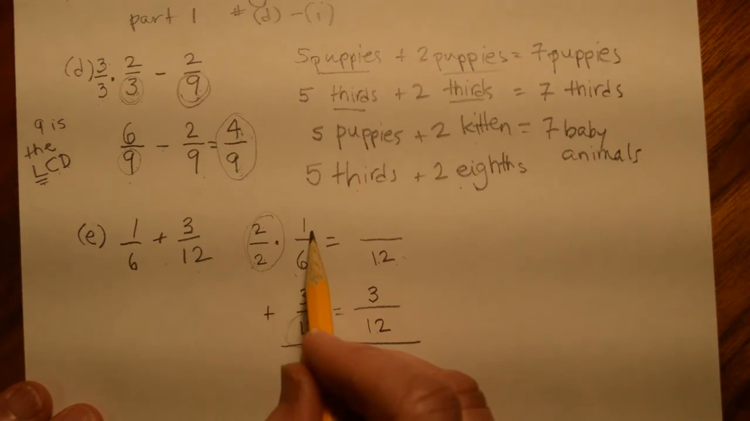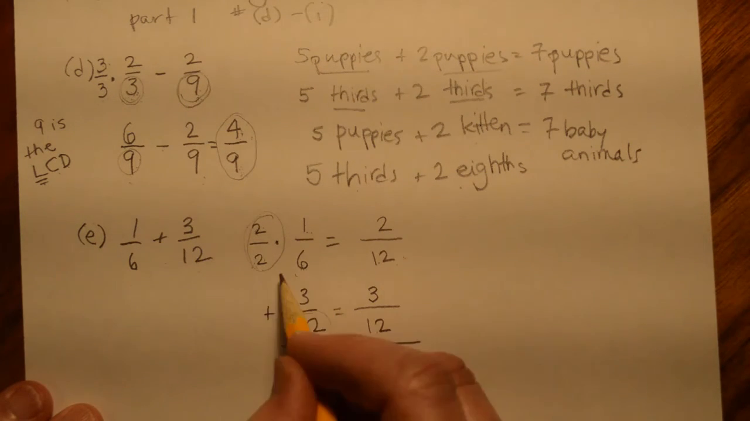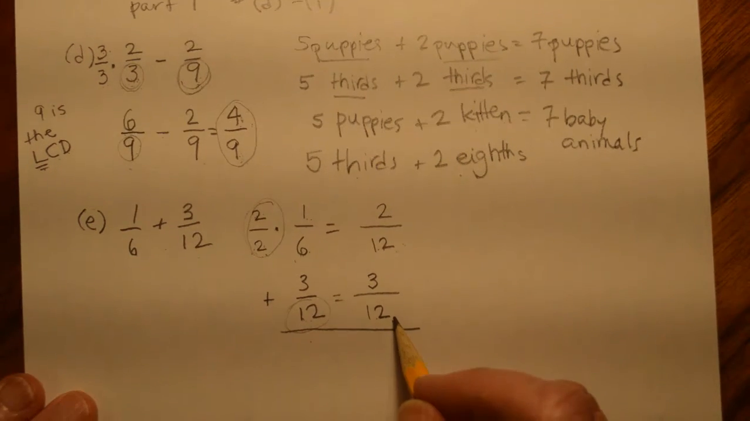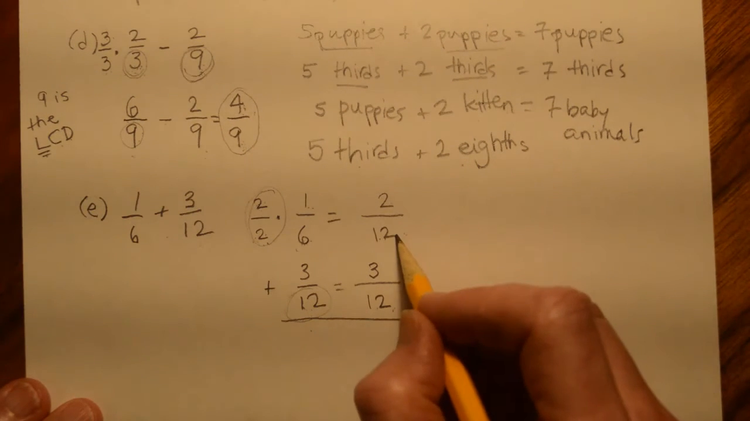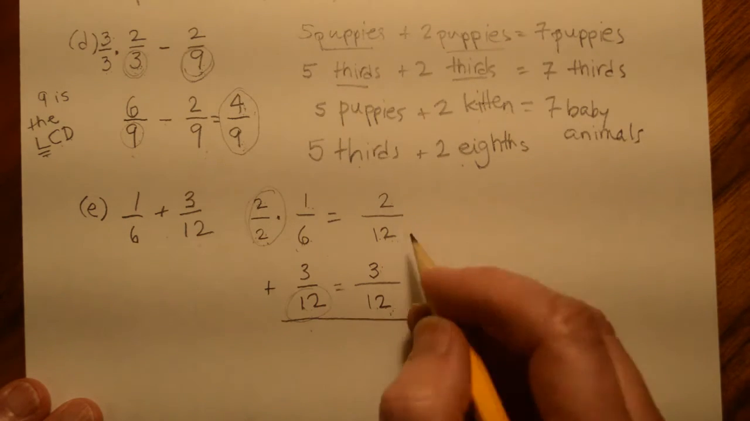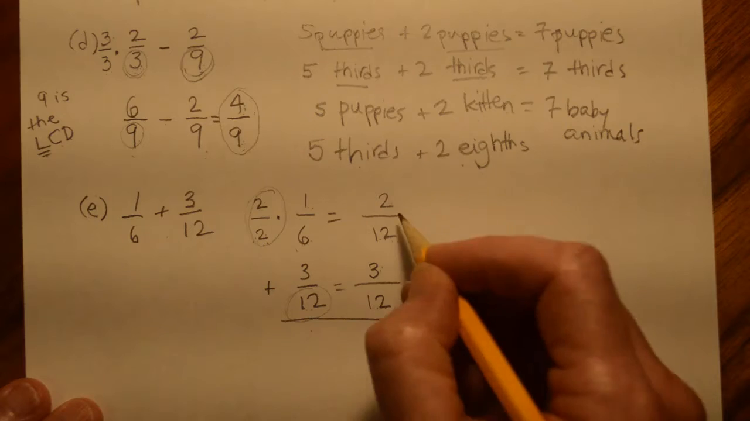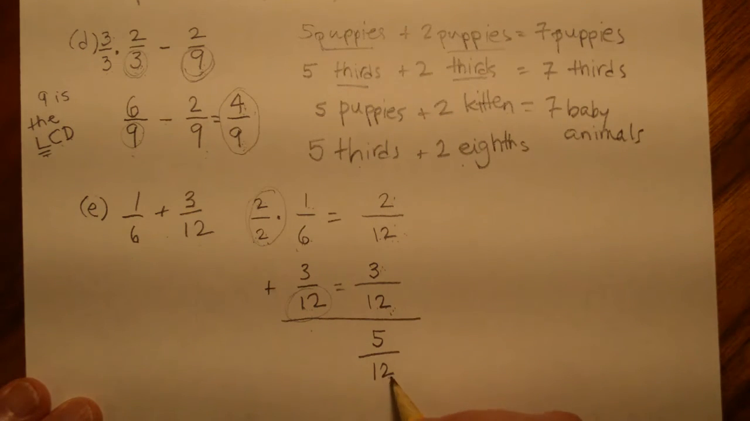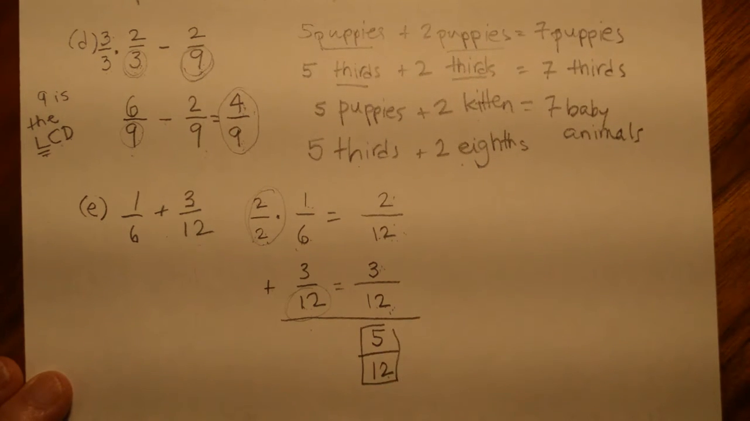Okay, so then I go across the top. 2 times 1 is 2, 2 times 6 is 12, and now I'm ready to add because I have common denominators. So 2/12 plus 3/12, just like 2 puppies plus 3 puppies, it's going to give us 5 because we add how many we have, and then we keep what we have the same. We have 12ths, so we don't change that. So the answer is 5/12.